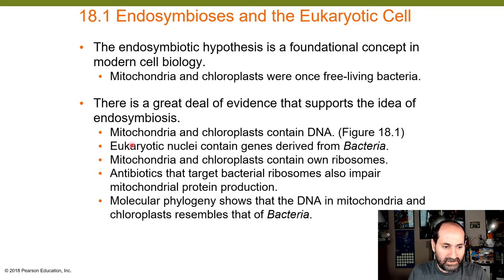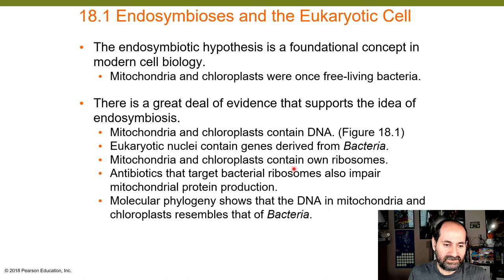So I told you about a bunch of this evidence for this endosymbiosis theory. Let's see if I missed anything. Mitochondria and chloroplasts contain their own circularized chromosome. Remember, human chromosomes and animal chromosomes are linear. Eukaryotic chromosomes are linear. Only prokaryotes have a circularized chromosome. Eukaryotic nuclei contain genes derived from bacteria. This is a fascinating finding. I didn't mention that one earlier.